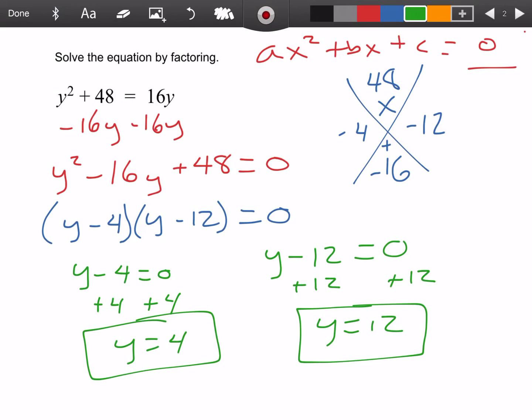And if we were to plug those back in, they would still get 0. So if we were to plug in a 4 for y here, we would get 0. If we were to plug in a 12 for y, we would get 0.